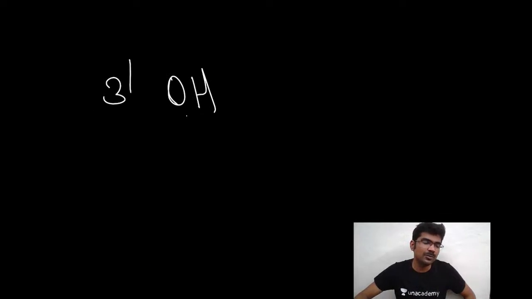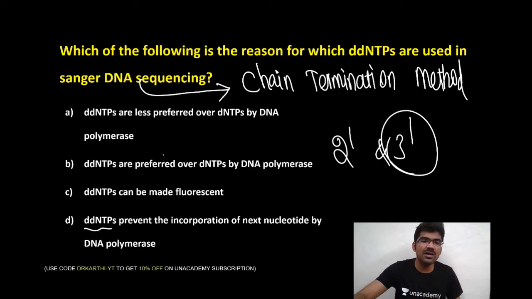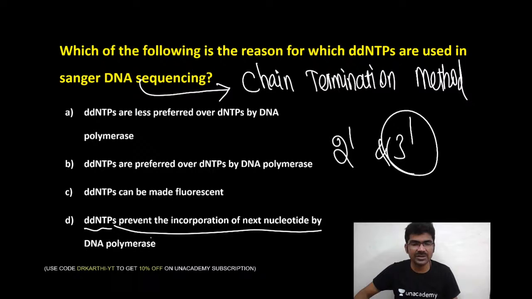3' OH group. So Akash, that is for the protein sequencing. So don't confuse protein sequencing and DNA sequencing. Okay. So this has to provide a 3' OH group. If there is no free 3' OH group, how are you going to add the next nucleotide? Right? So ddNTPs are going to cause the termination of the chain. They prevent incorporation of the next nucleotide, is the answer.